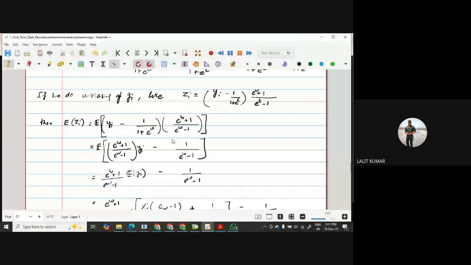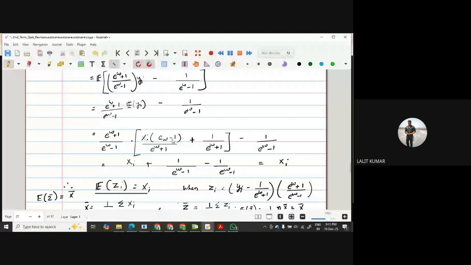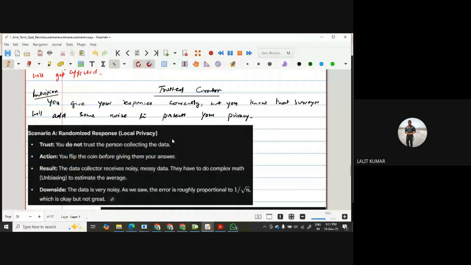Now, shall we move to the trusted curator? So for the trusted curator, I will just flash something before we cover. In the trusted curator, what is happening? We trust the curator, so whatever we answer is correct. But when the curator releases the results, he will release the average, but not the correct average. He will add some Laplacian noise to it. And by adding that Laplacian noise, nobody can make out or predict what an individual member has answered. Is that understood? What we are trying to do?